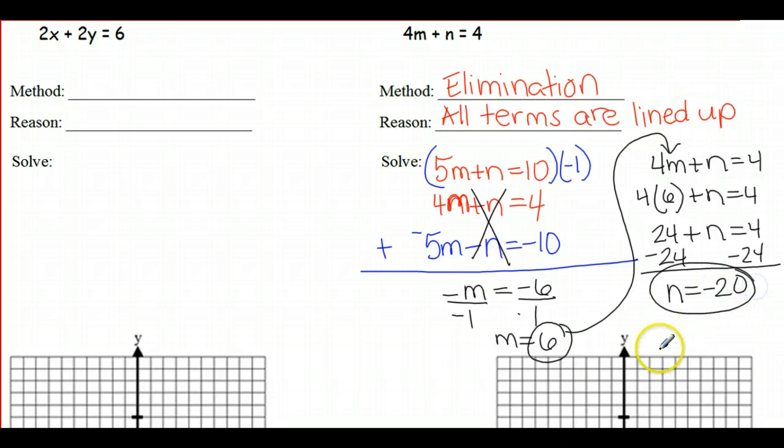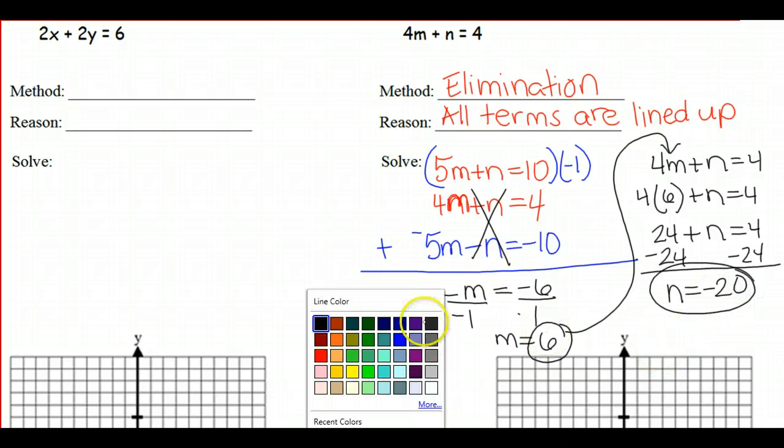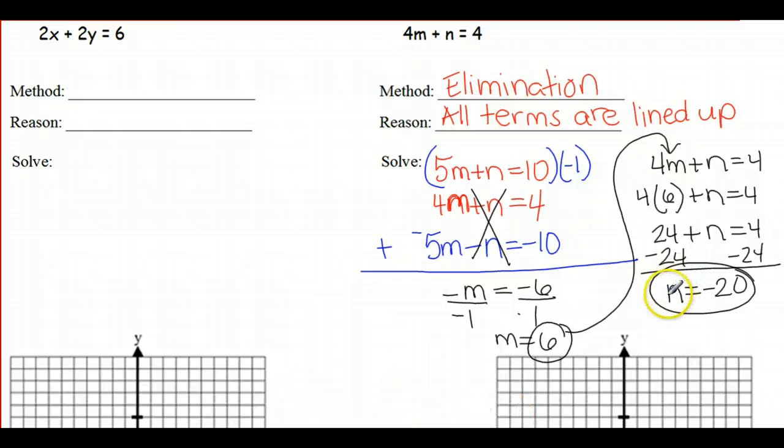So, how do I know which one is x and which one is y? Well, hopefully you've learned that you just do it alphabetically. Since m comes before n, m would be x and n would be y. So our solution here would be 6, -20. So the answer to the linear system is 6, -20.